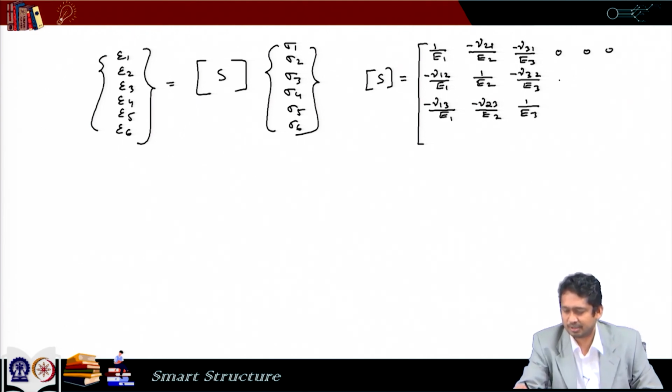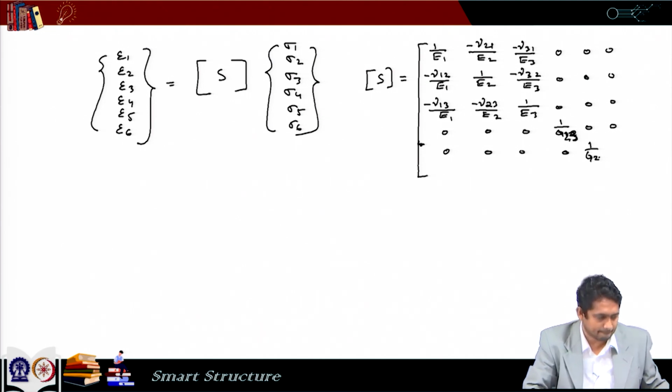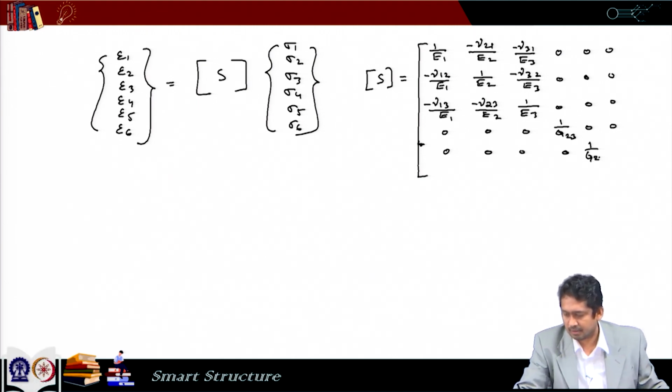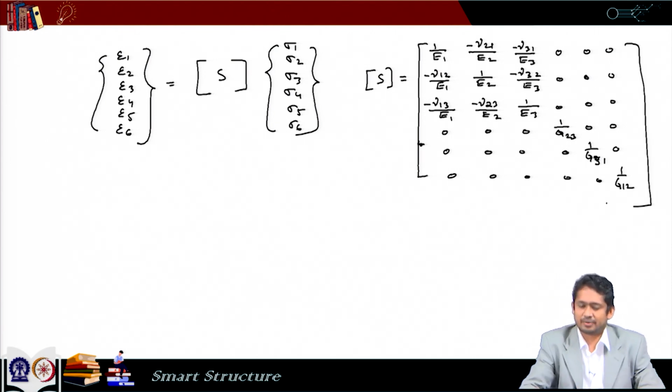So, we have 0 0 0, 0 0 0, 0 0 0, and here we have 1 by G12, 0 0, 0 0 0 0, 1 by G23, and here we have 1 by G31, 0, and here we have 0 0 0 0 0 1 by G12. Now, that is our S matrix.